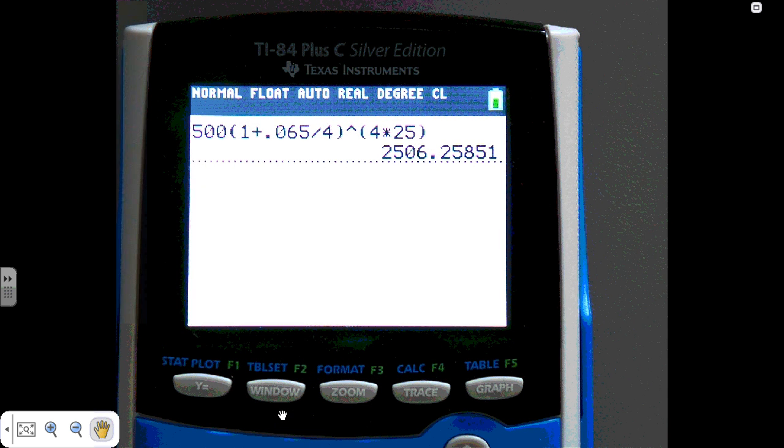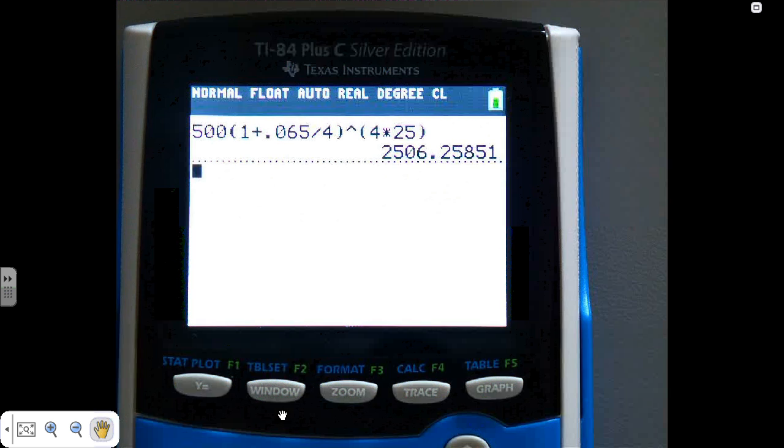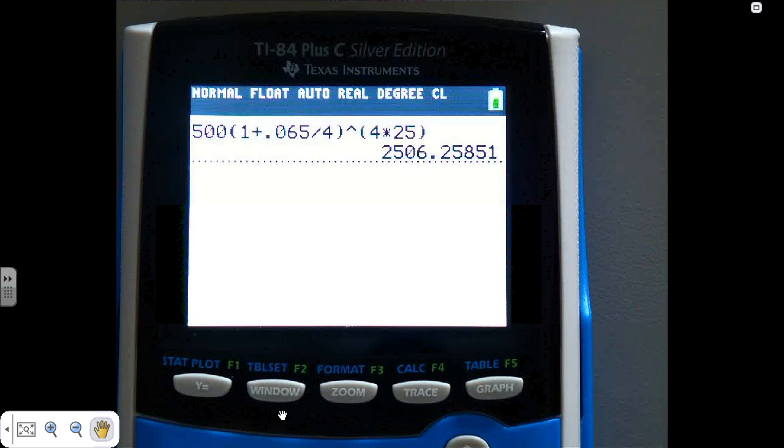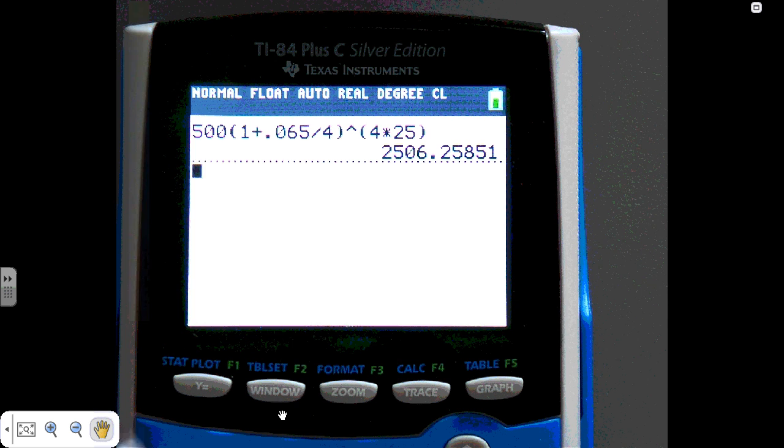$2,506.26. Is that what we got the first time, guys? I don't have it up on my screen anymore. Okay, so make sure you know the difference between using parentheses and not using parentheses. All right? So let's go back.